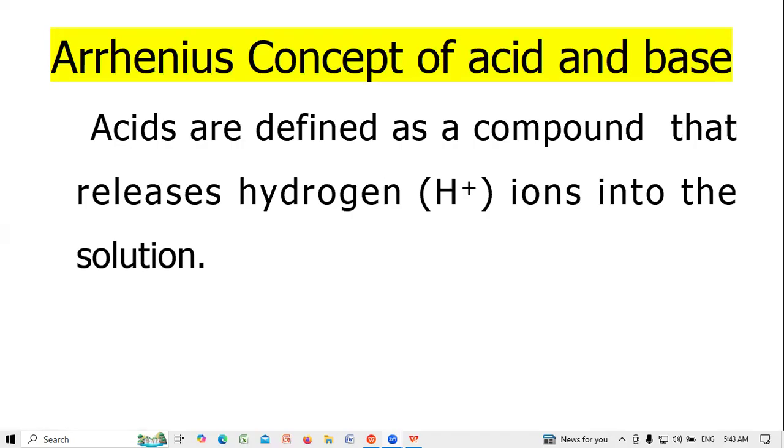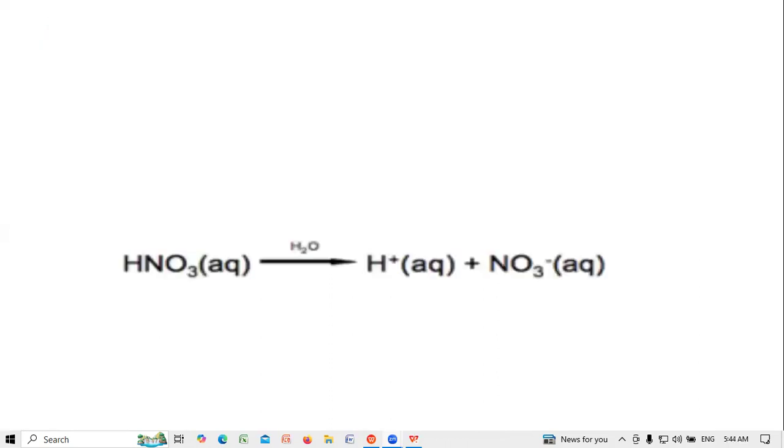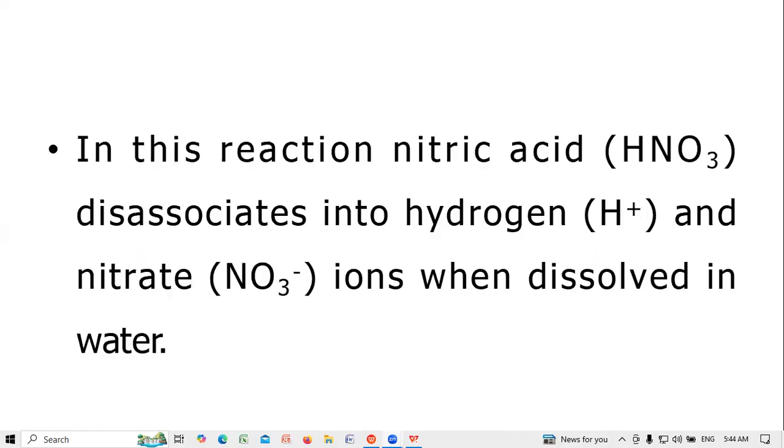According to the Arrhenius concept, a compound that releases hydrogen ions into the solution is called an acid. For example, nitric acid produces H+ ions in water, so nitric acid is an acid. Similarly, sulfuric acid and hydrochloric acid are acids because they produce H+ ions in water. In this reaction, nitric acid dissociates into hydrogen and nitrate ions when dissolved in water.